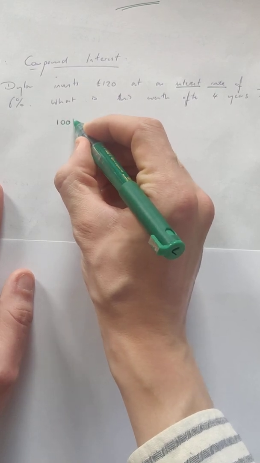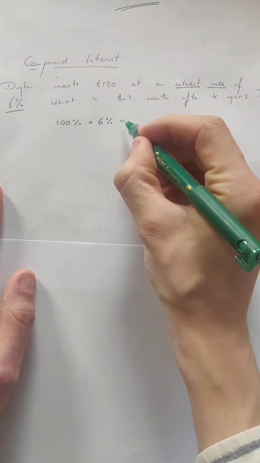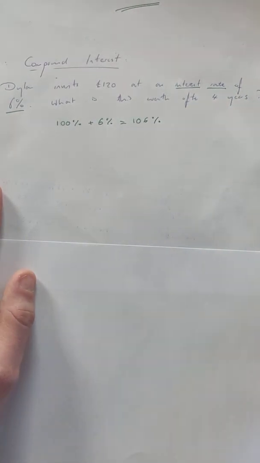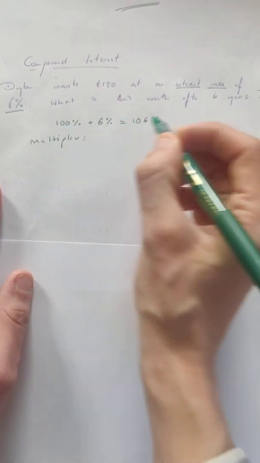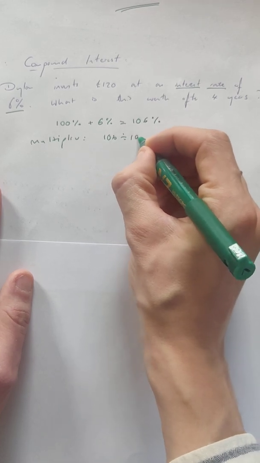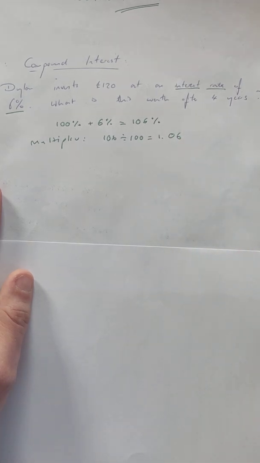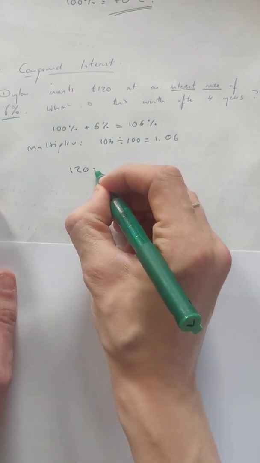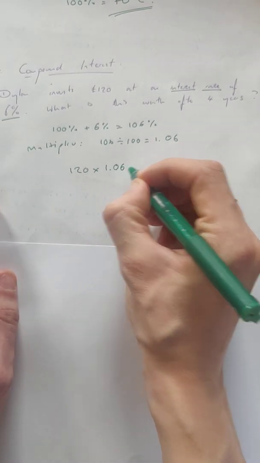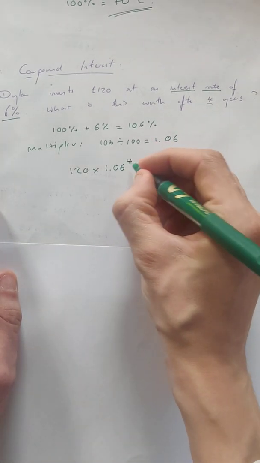So I've got 100% plus 6%, which is the interest rate, and that's 106%. To find a multiplier, I need to do 106 divided by 100, which is 1.06. Once I've got this multiplier, it's then easy calculator work. 120 multiplied by the multiplier, 1.06, but it happens for 4 years, so to the power of 4. Plug that into a calculator.